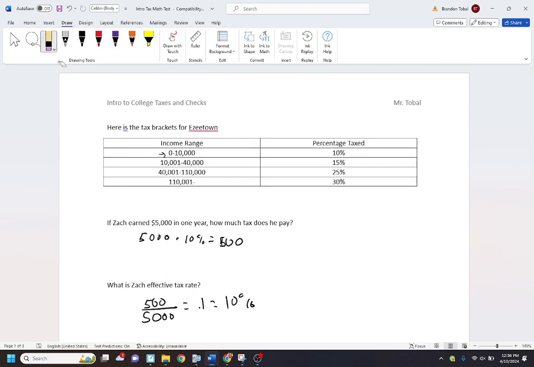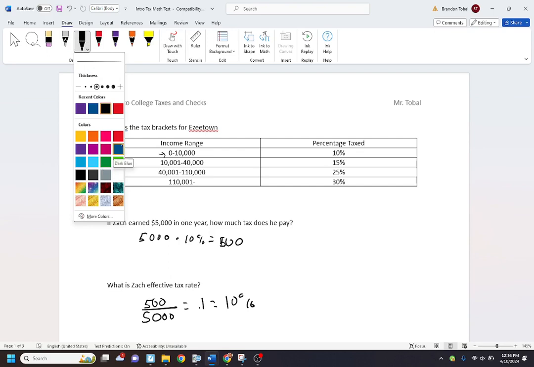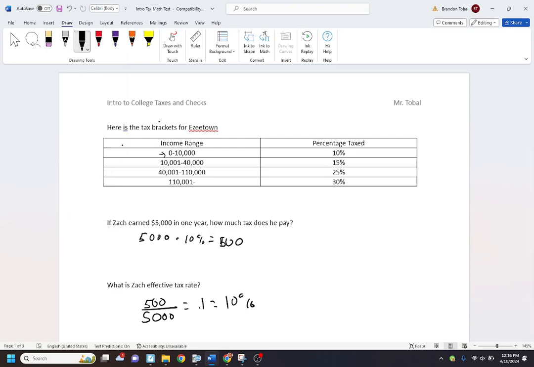So if he makes 120K, that means in this bracket he will pay on 10K. In this bracket, he will pay on 30K because there's only 30 in between 10 and 40.